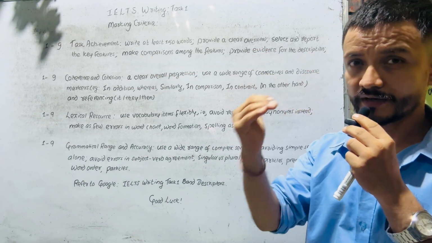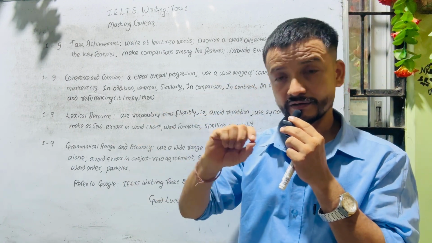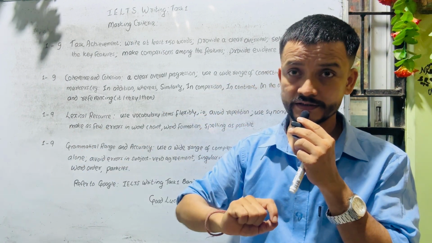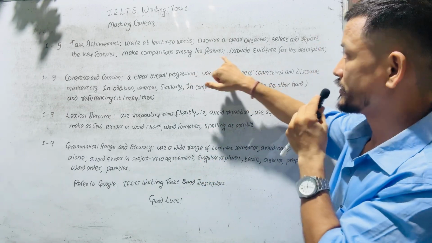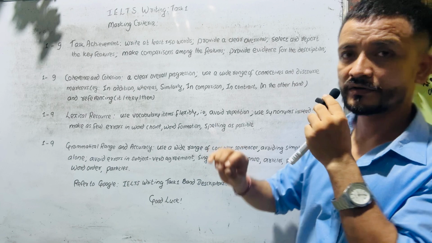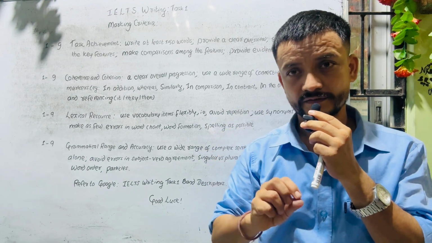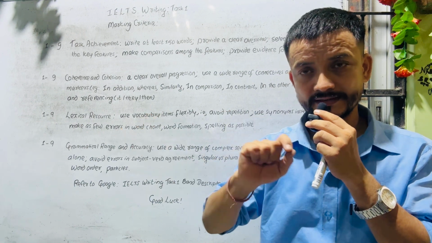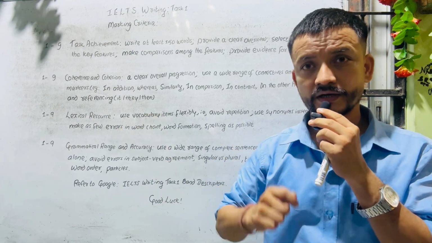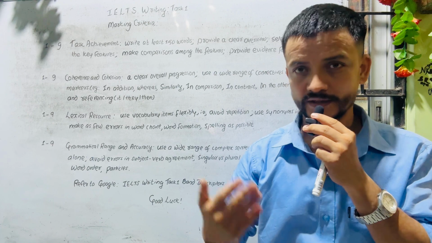And don't just describe the key features, and the similarities and differences, but also support the description with evidence from the visual itself. Don't forget to mention the percentage, data, number, the amount of money, whatever.